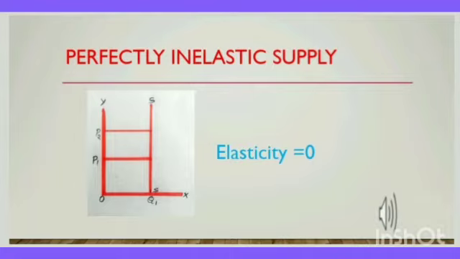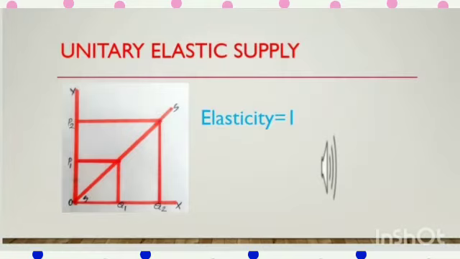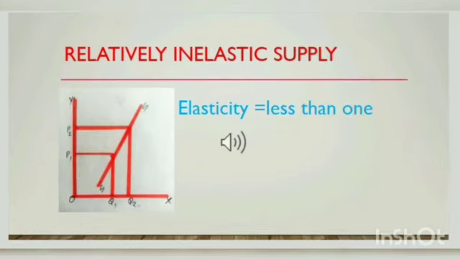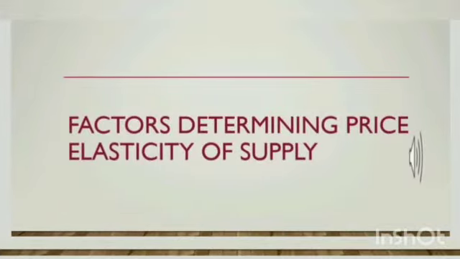If the price of a commodity increases by 10% and as a result, the quantity supplied also increases by 10%, it is the case of unitary elastic supply and elasticity is equal to 1. When the proportionate change in supply is more than the proportionate change in the price, it is called relatively elastic supply. And when the proportionate change in supply is less, it is called relatively inelastic supply.